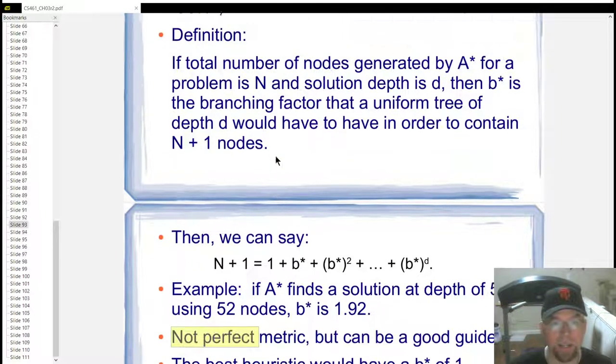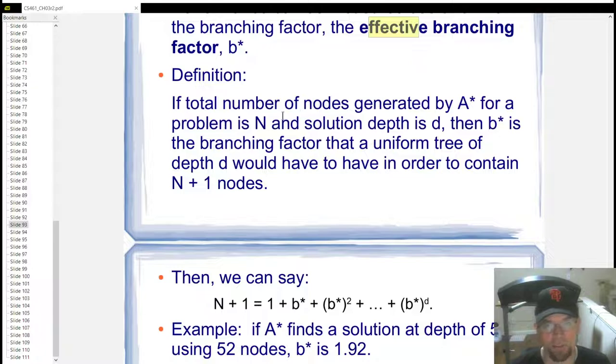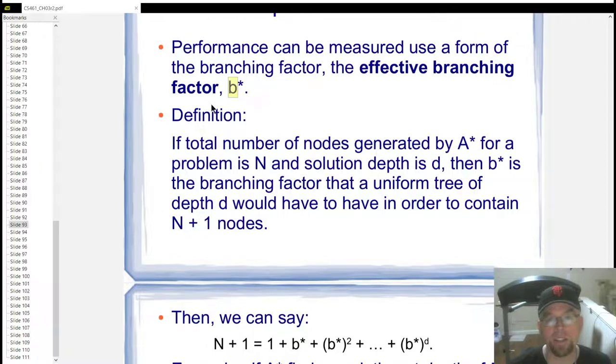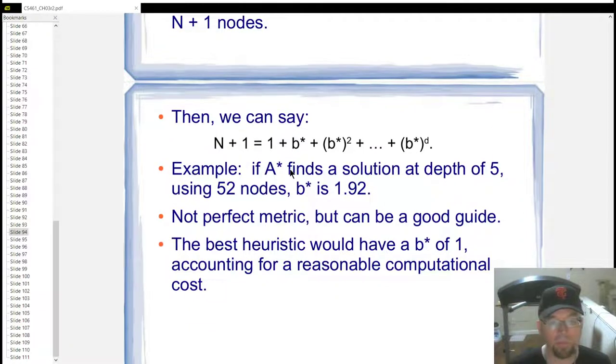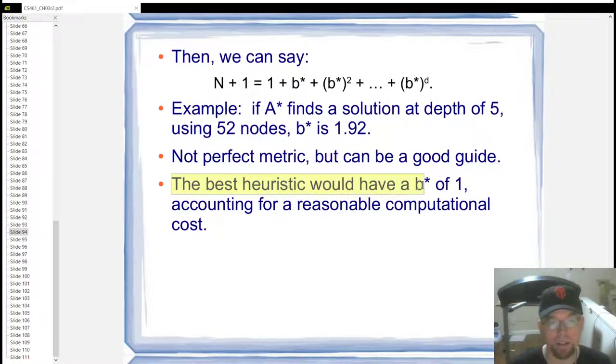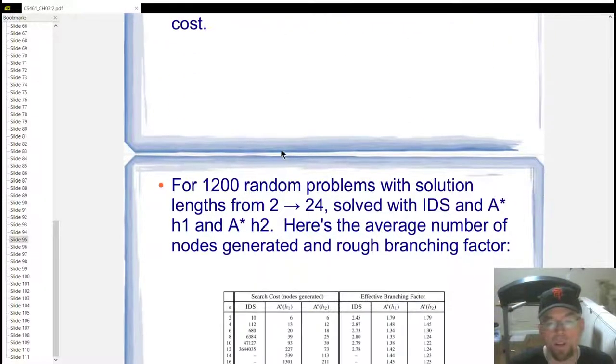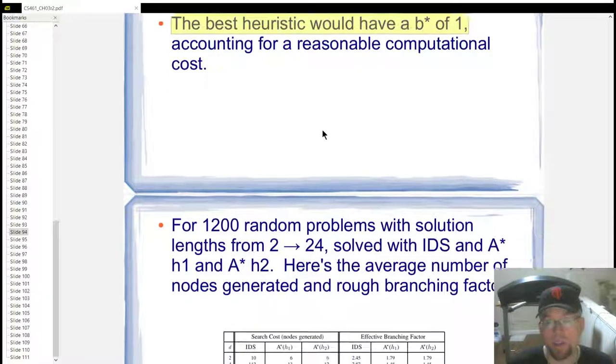Now on a test, am I going to ask you, hey, effective branching factor, B star, give me a definition. No way. I don't have that memorized. This is just a guide that the textbook sets up for us to be able to have this discussion and compare quantitatively or qualitatively the difference the performance makes just based off of how you define your heuristic function. Okay, so the best heuristic, the very, very, very best, would be a branching factor of 1, okay? An effective branching factor of 1.